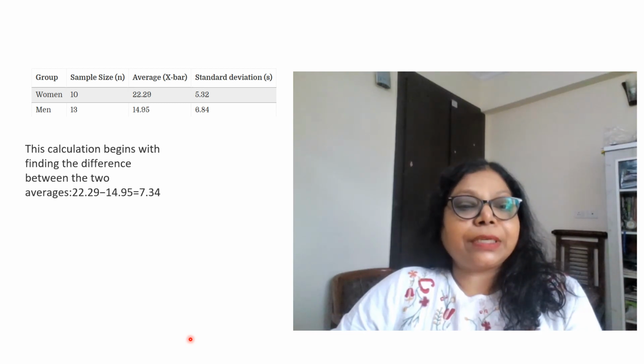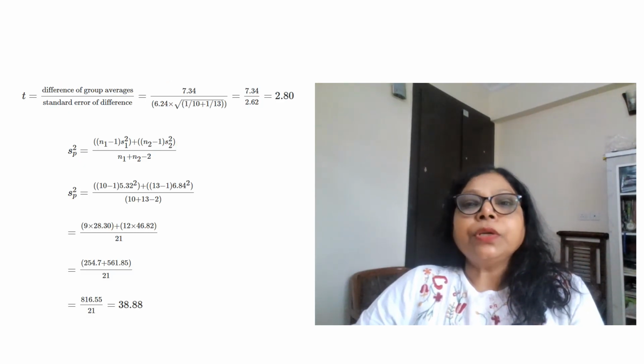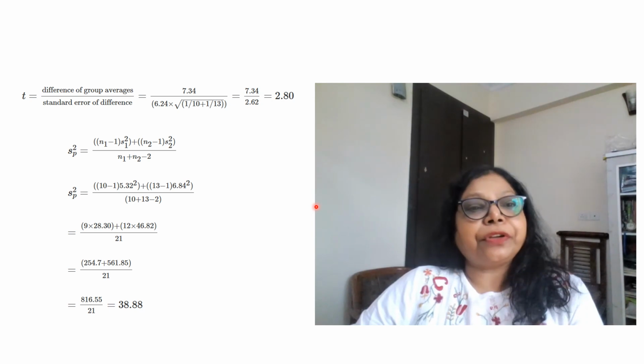So we start by calculating our statistic, and the calculation begins with finding the difference between the two averages, that is 22.29 and 14.95. We take the difference, and it comes to 7.34. Now the difference in our sample estimates the difference between the population means for the two groups. So next we will calculate the pooled standard deviation. This builds the combined estimate of the overall standard deviation. The estimate adjusts for group sizes.